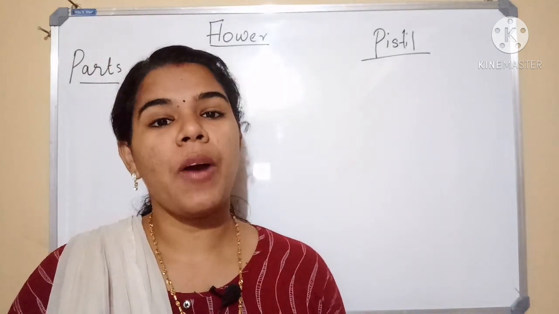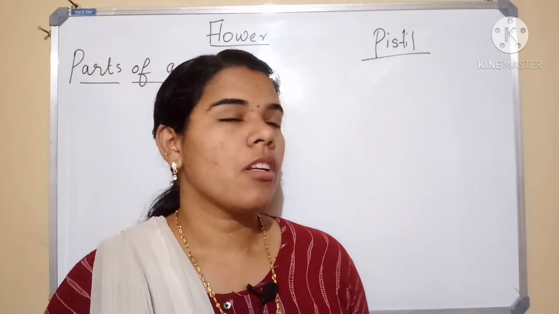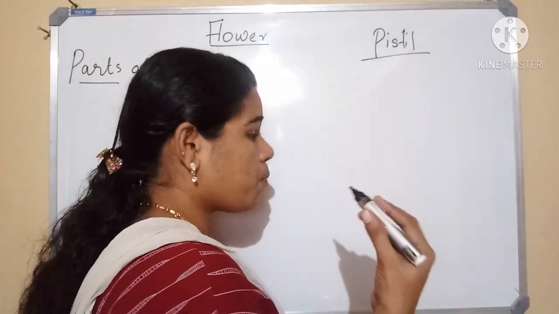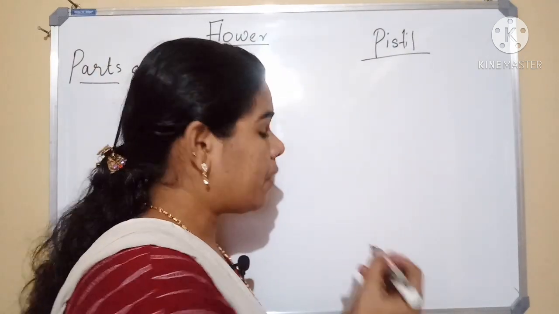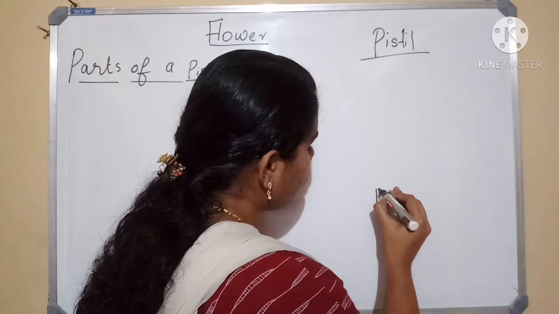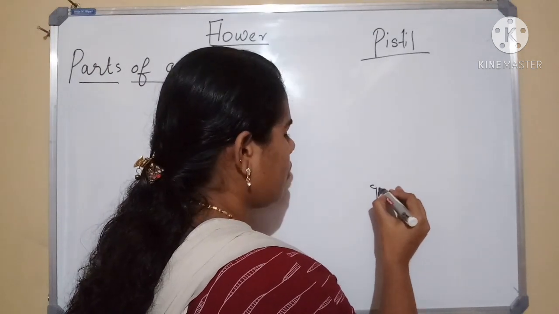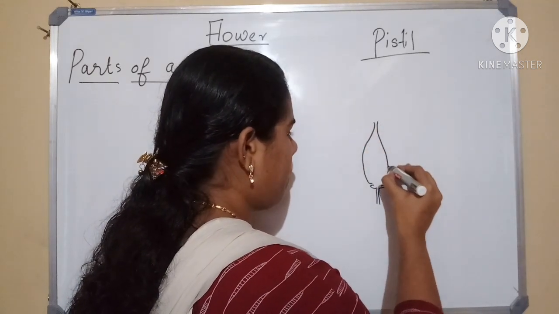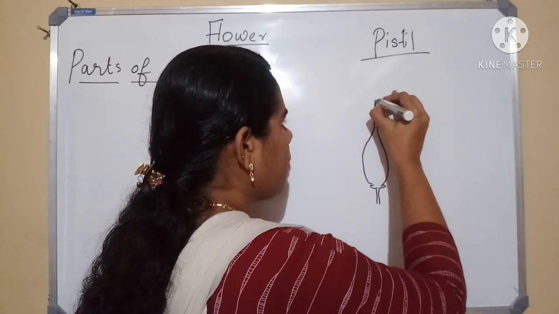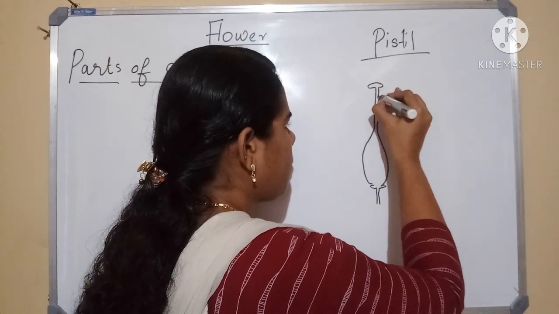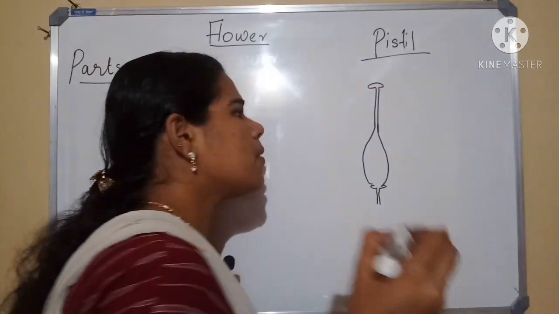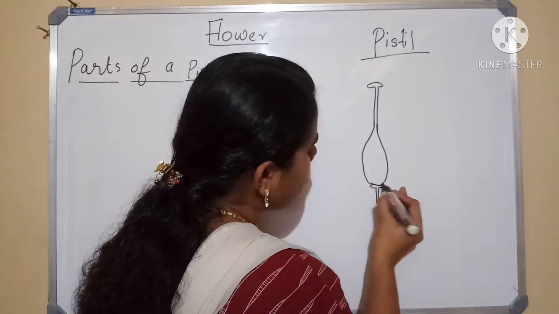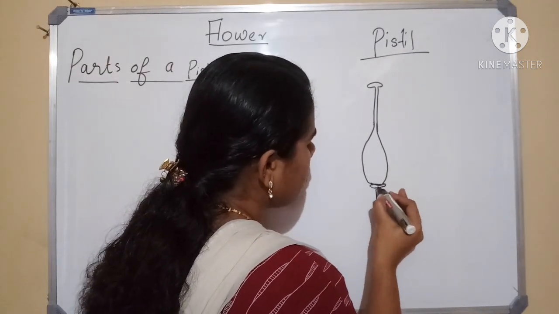Next we move to the parts of a pistil. Here we discuss the structure of the pistil when we observe it closely. We can see the pistil is arranged like this. The pistil has three parts.